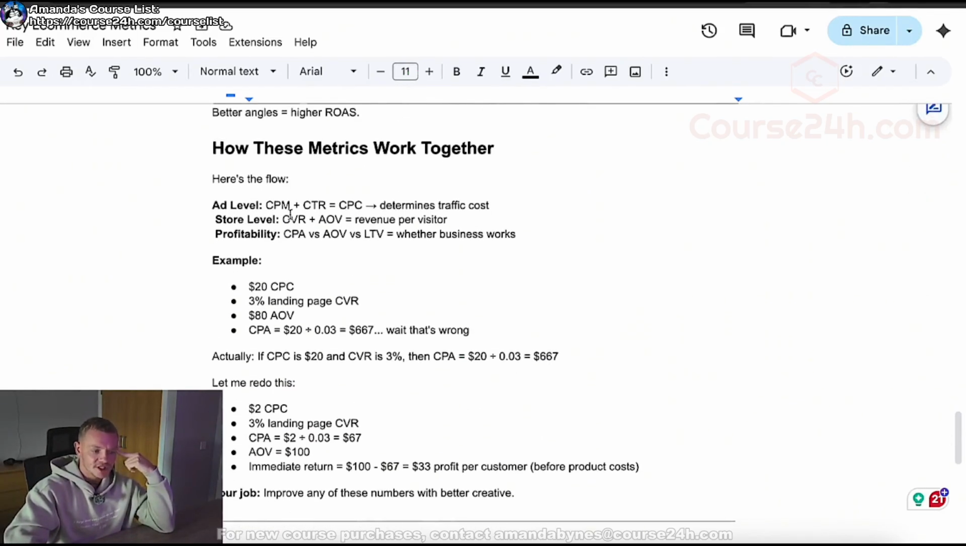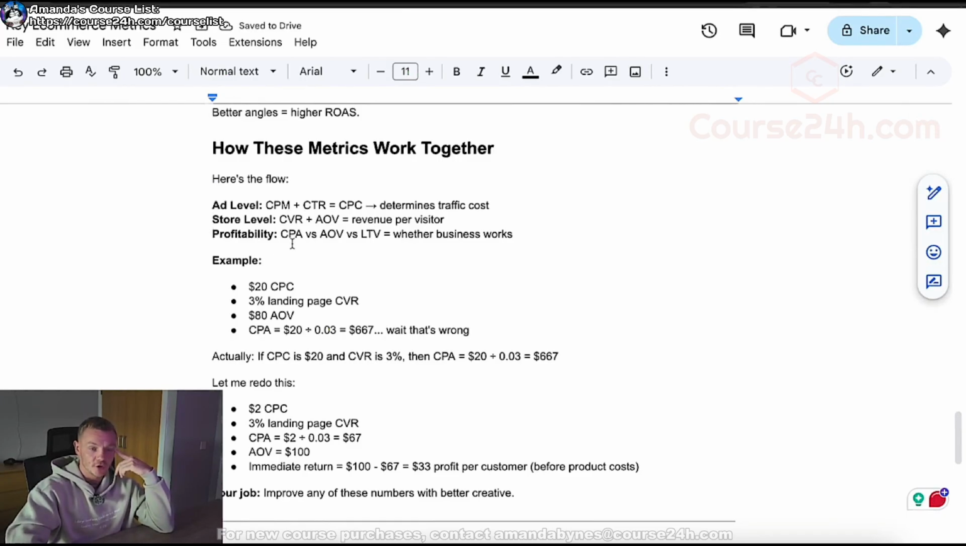Now, how do these metrics all work together? Ad level, CPM plus CTR equals your cost per click, right? Store level, conversion rate plus AOV is your revenue per visitor. Profitability, your CPA, your cost per acquisition versus your average order value versus your lifetime value is going to determine whether or not this business is profitable.